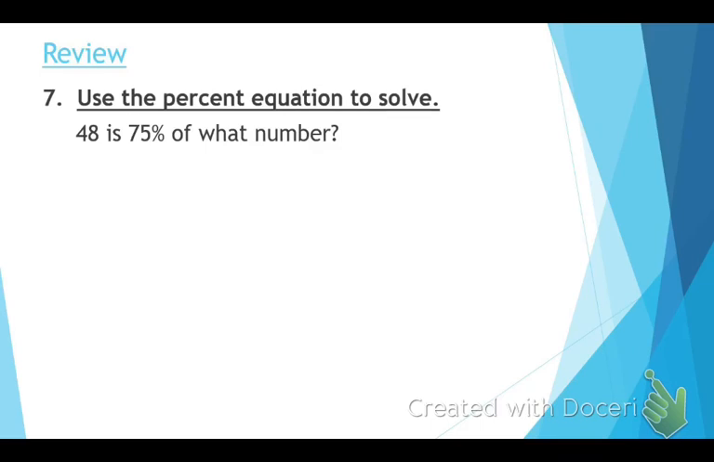All right, we're going to have a couple review questions, and you will find these kinds of problems on your quiz next week also. Use the percent equation to solve. Guys, what's the percent equation? Everybody write that down.